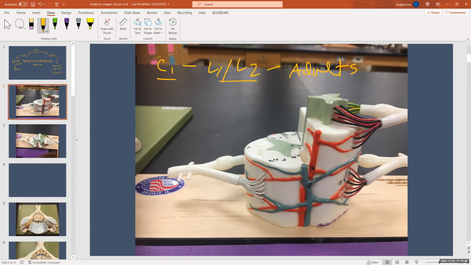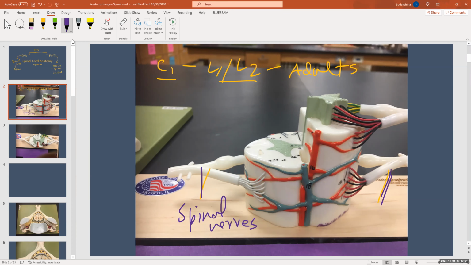From C1, cervical 1, to lumbar 1 or lumbar 2. So this is what the spinal cord looks like, extracted out of the vertebral column. This is what we are looking at. These are spinal nerves. Okay, these two, here and here.